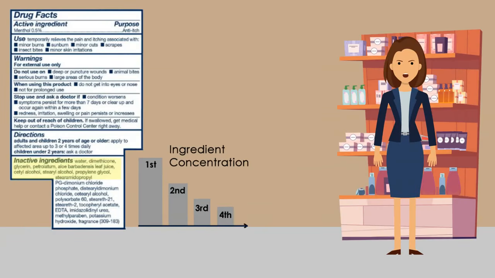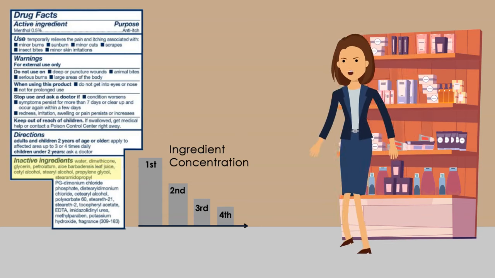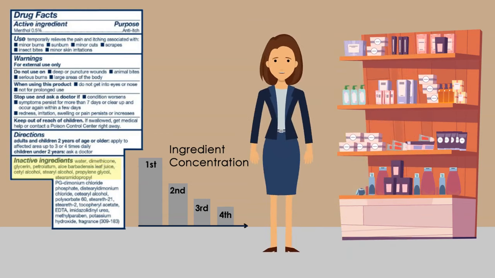If your selected product contains an ingredient list, pay attention to the order of the ingredients. Like a food label, ingredients are listed from highest to lowest concentration.